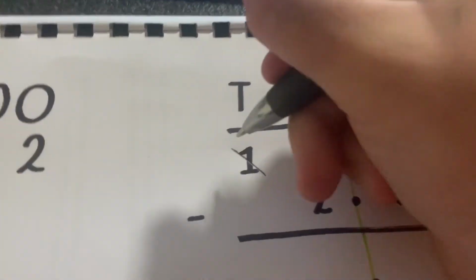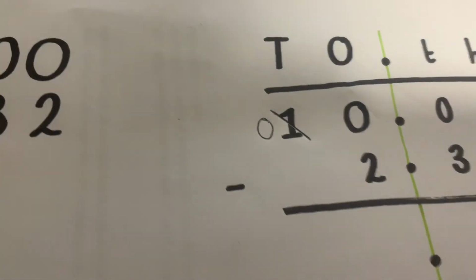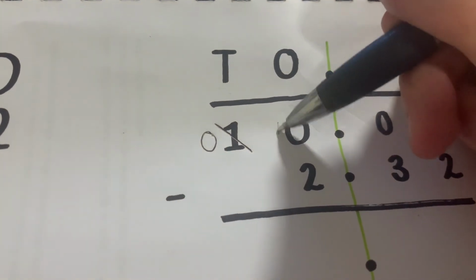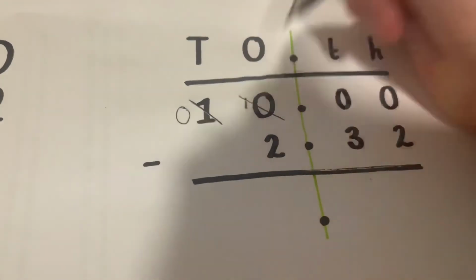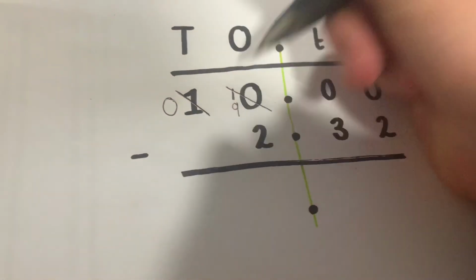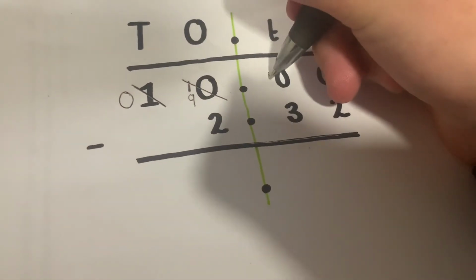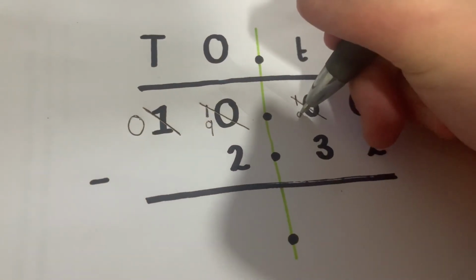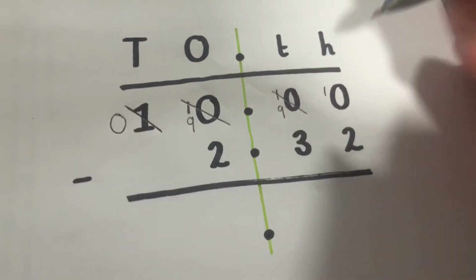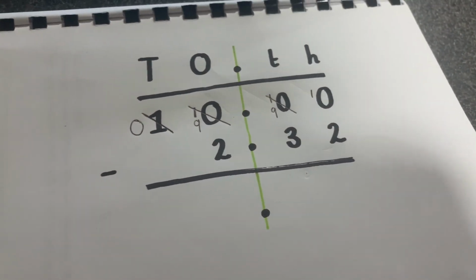So the 1 becomes a 0. And with the 1 that we've borrowed, we add it in here to our ones column. And then we can actually change that to a 9 and add the 1 into our tenths column. And again, we can change that to a 9 and add the 1 into our hundredths column. So we've just made it a whole lot easier for ourselves.